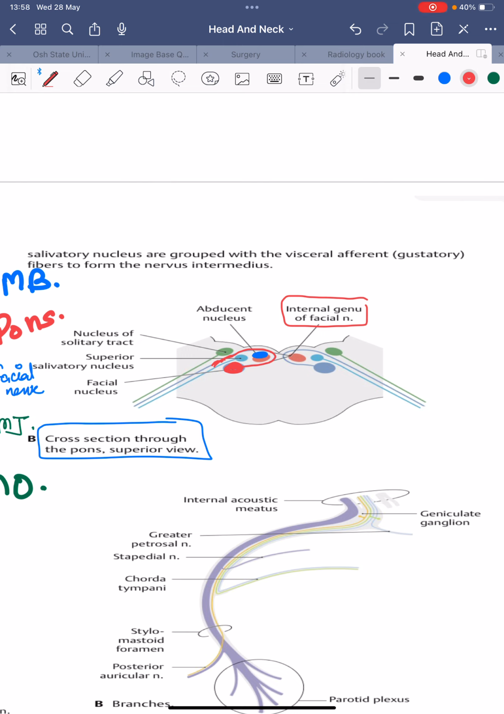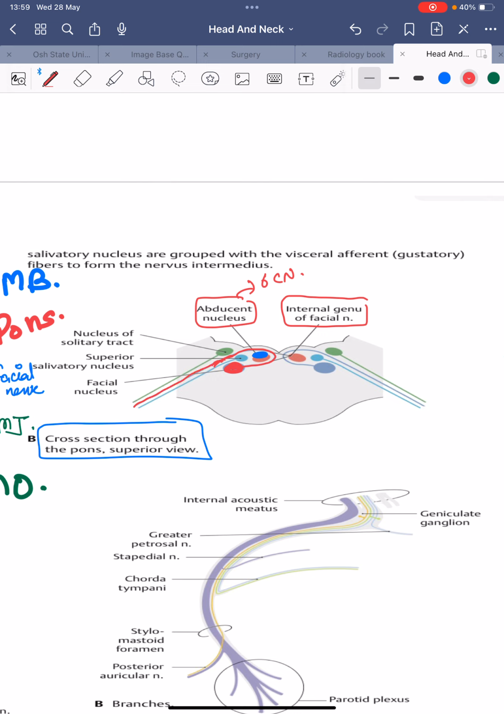Clear to everyone? So regarding this internal genu of the facial nerve, what you must remember is that it is around your sixth cranial nerve. This is the abducens nerve, the sixth cranial nerve. So this is one fiber.